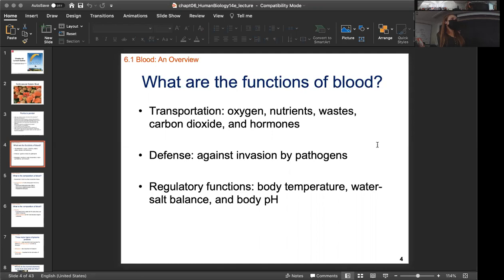Defense, okay? It also helps with the invasion of pathogens. Pathogens can be like a virus or a bacteria, okay? You've probably had things in your body that your blood or your white blood cells have fought off without you even having a single symptom, okay? This is because our blood helps against the fight of those pathogens.